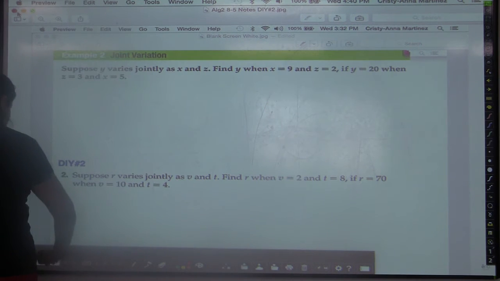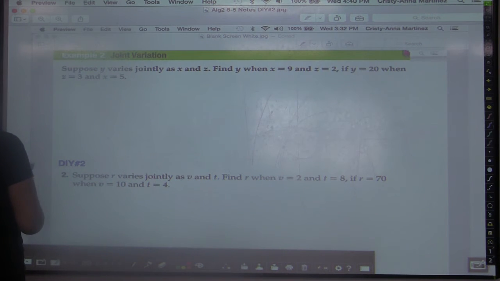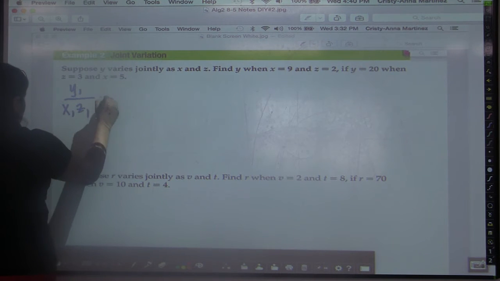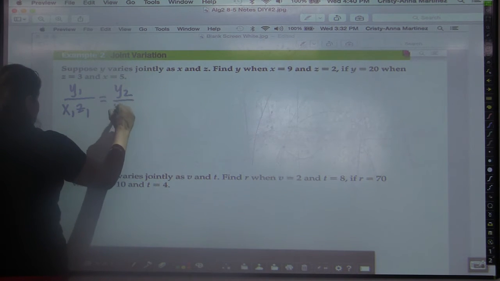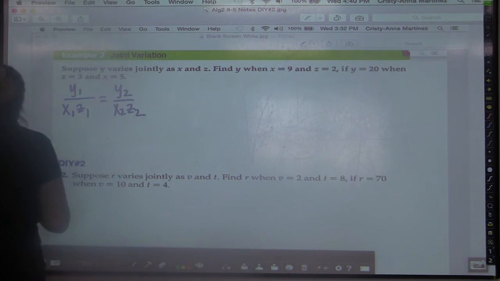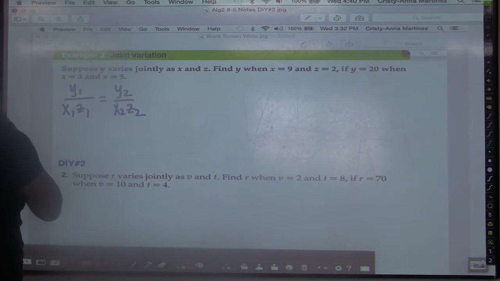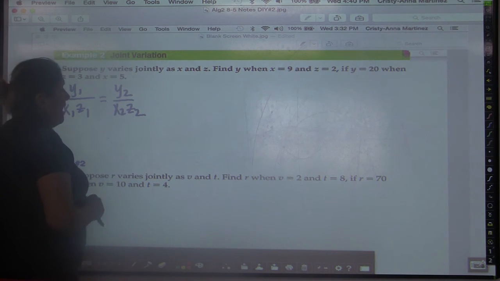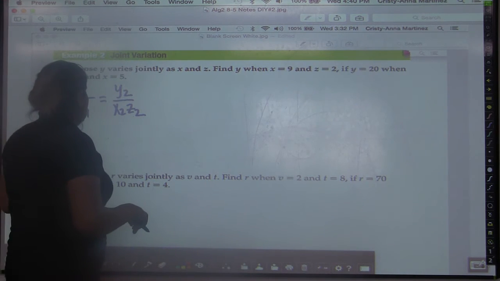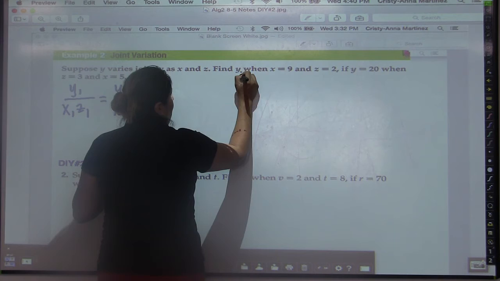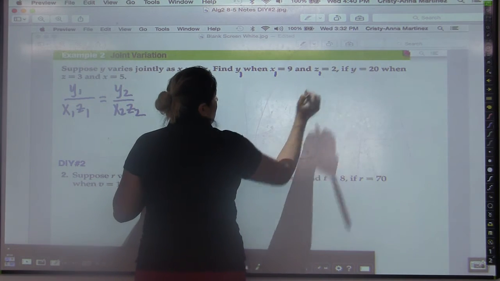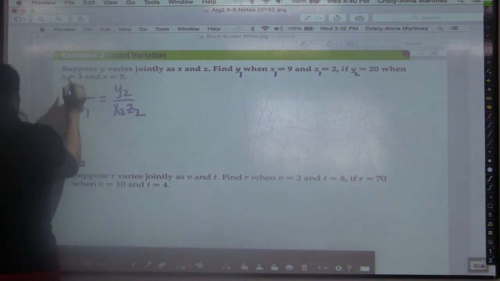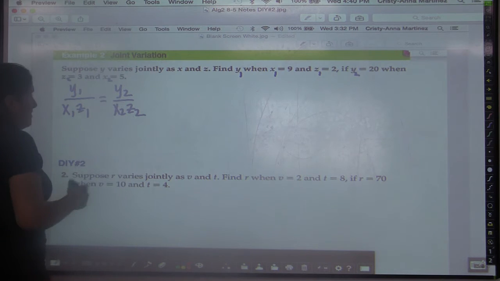And we're going to use that proportion to solve for our example 2 here. So in example 2, as I said, we're going to rewrite that so we don't get confused here. y1 is to x1 z1 as y2 is to x2 z2. And for example 2, it tells us, suppose y varies jointly as x and z. Find y when x equals 9 and z equals 2. So we're going to say this is our y1, x1, z1. And then we're going to go here if y2 equals 20, when z2 equals 3, and x2 equals 5, and just plug in our stuff.